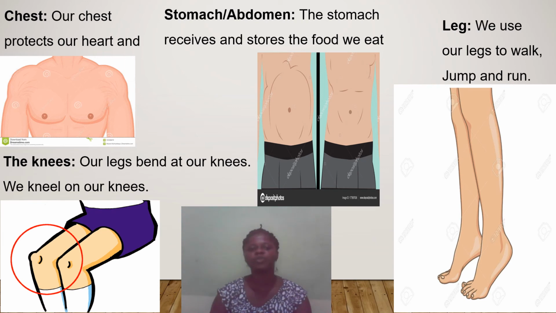Our chest protects our heart and other organs in our chest area. Okay, the stomach receives and stores food we eat. We use our legs to walk, jump, and run. Our knees help our legs to bend, and when we are kneeling, we use our knees.